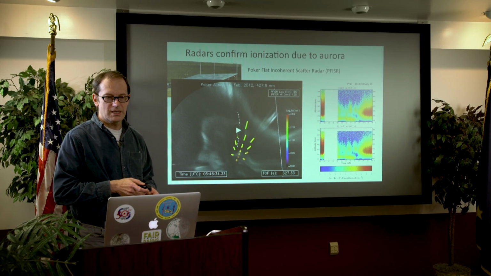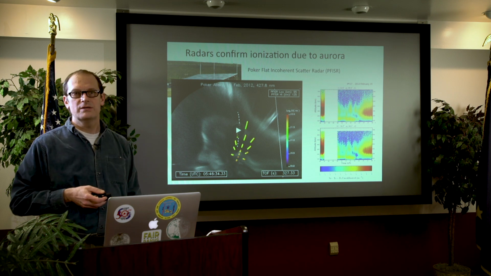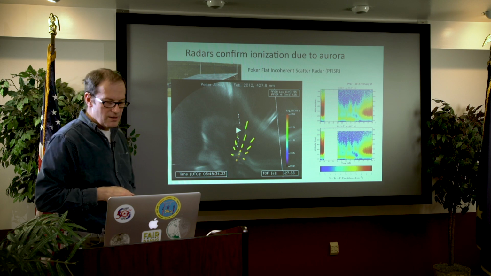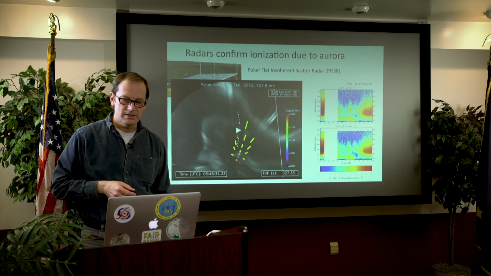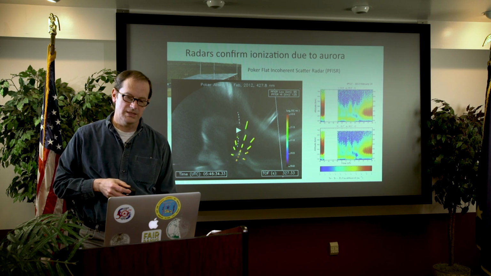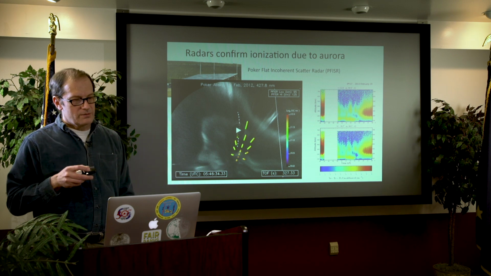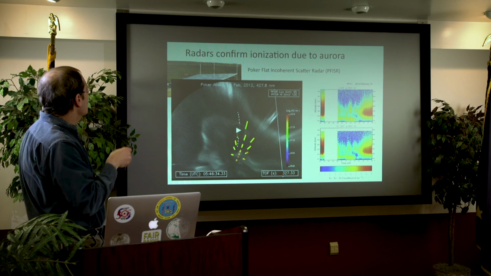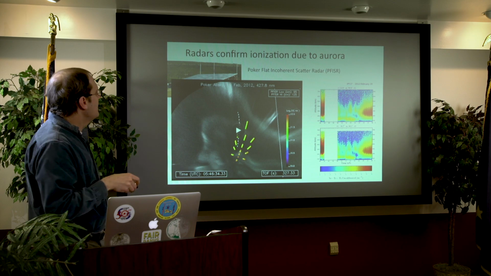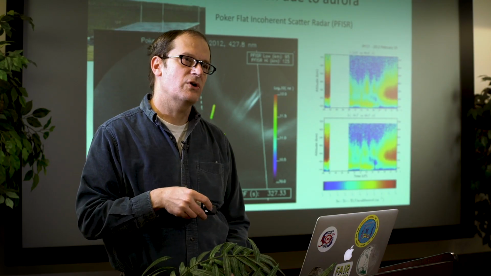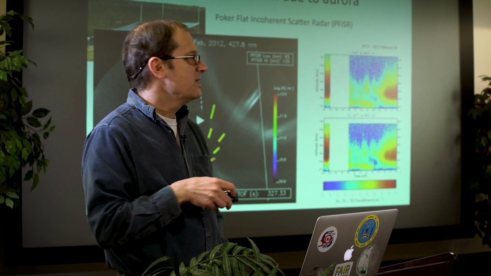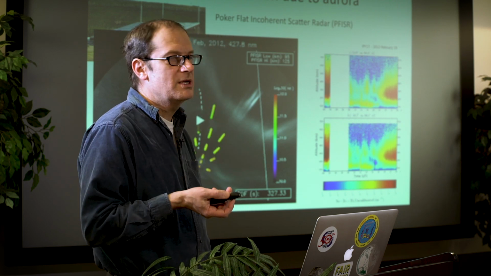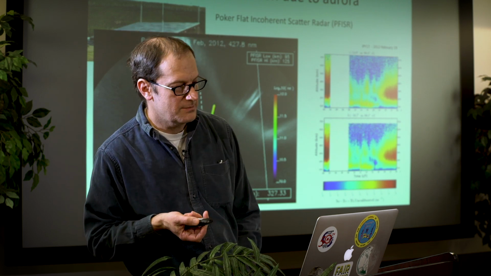So we can show that ionization is caused by the aurora. What I've hidden behind this movie right here is the Poker Flat Incoherent Scatter Radar. It's a radar run by NSF and SRI Incorporated. It's got high power transmission, and it looks at the reflection off of charged particles in our upper atmosphere, and that tells us not only the density, but it can also tell us the temperature of those particles and also which way they're moving. But we're going to be interested mostly in how many particles there are at any one time.